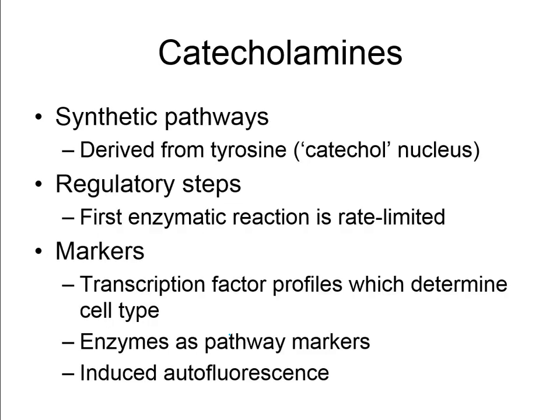So we'll start with the catecholamines. These share a synthetic pathway, and they are derived from tyrosine, whose ring structure is the catechol ring. For all of these, the first enzyme step is the rate-limiting step in the rate of production, so we use that as the marker for these cells. If you don't have enough of that, you can't be making enough of the transmitter.